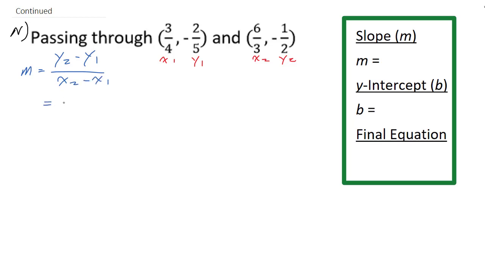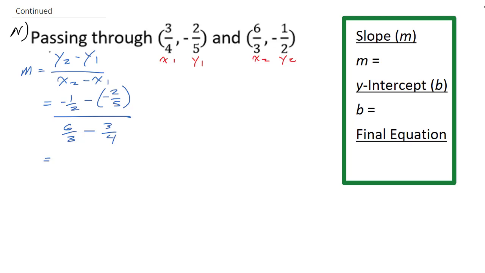All right, so what do we have here on top? Negative 1/2 minus, that's y2 minus y1, which is negative 2/5, so I have a double negative, divided by 6/3 minus 3/4. All right, maybe a little messier than I thought, actually. Let's see how this turns out. I thought it was going to be really nice, but maybe it still will.